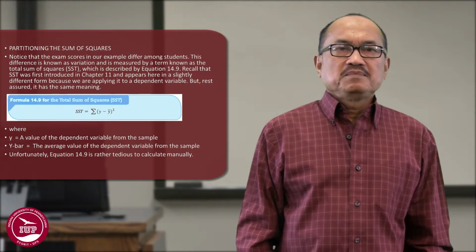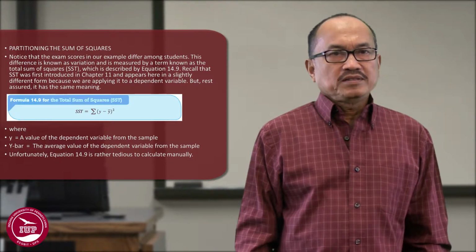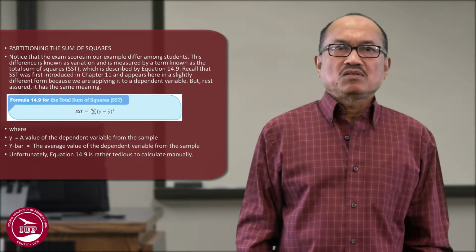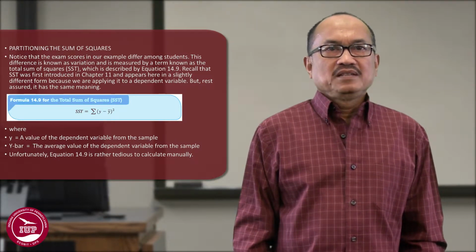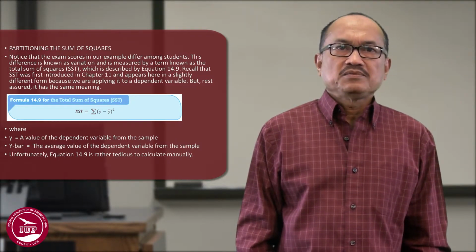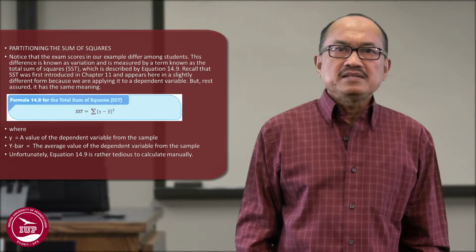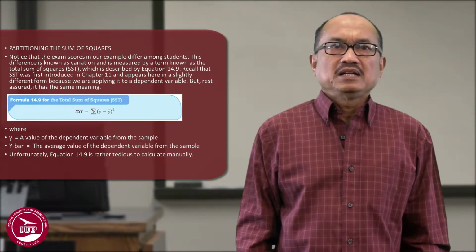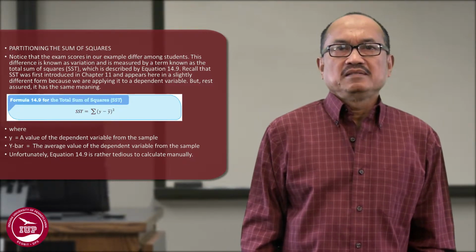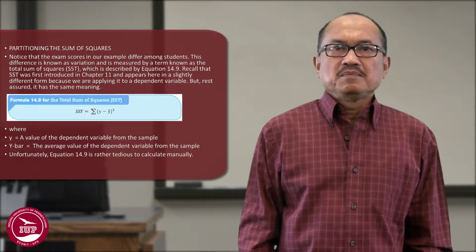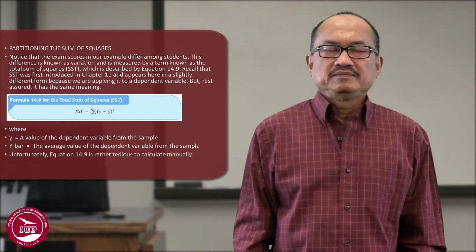Partitioning the sum of square. Notice that the exam scores in our example differ among students. This difference is known as variation and is measured by a term known as the total sum of square, or SST, which is described by equation 14.9.